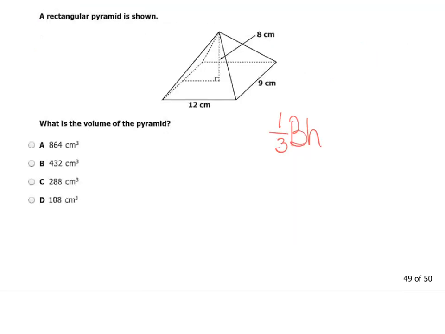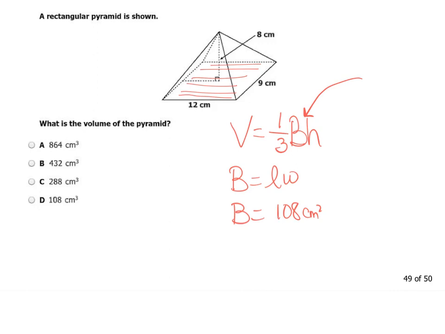So in this particular problem, it says find the volume of the pyramid. So we go to our formula sheet and we write down the formula for the volume of a pyramid. Volume is equal to 1/3 big B times H. Remember that big B is the area of the base. And so here we can see that the shape of the base is a rectangle. So we need to find big B. Big B is going to be length times width. So big B is 108 centimeters squared.